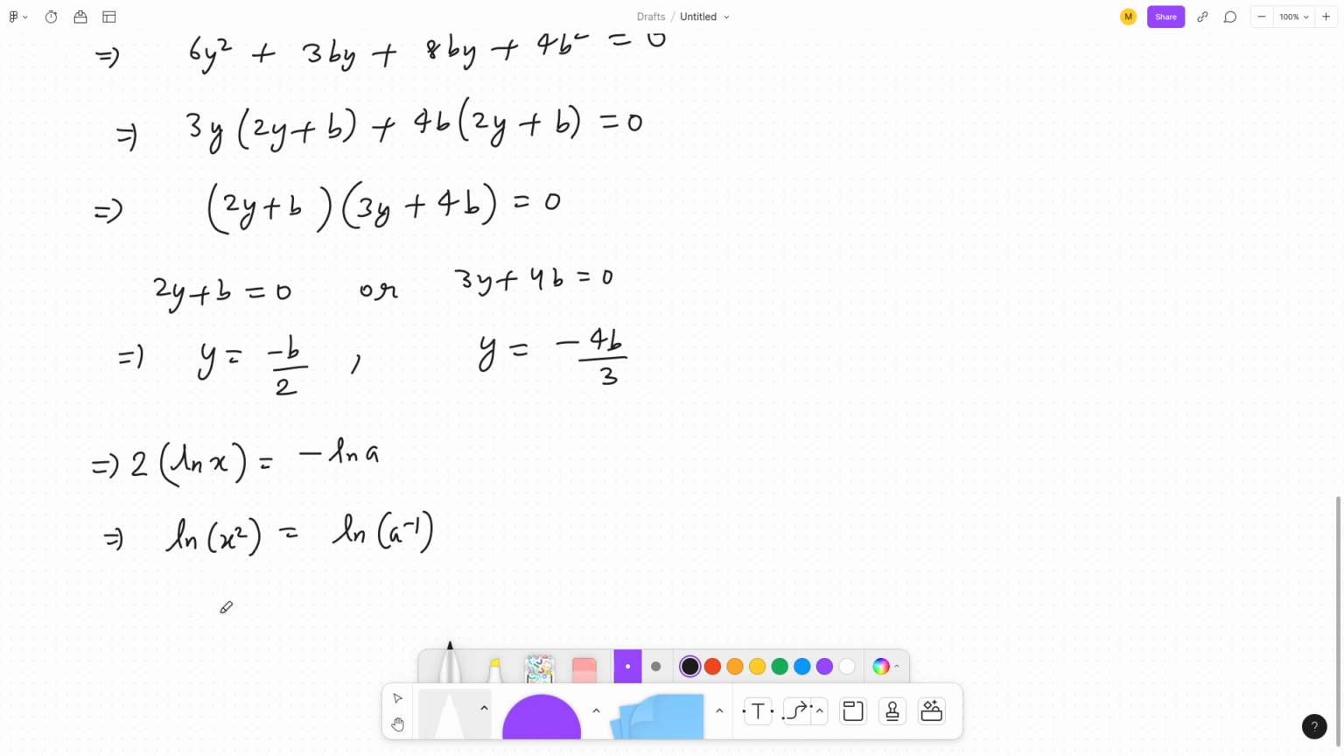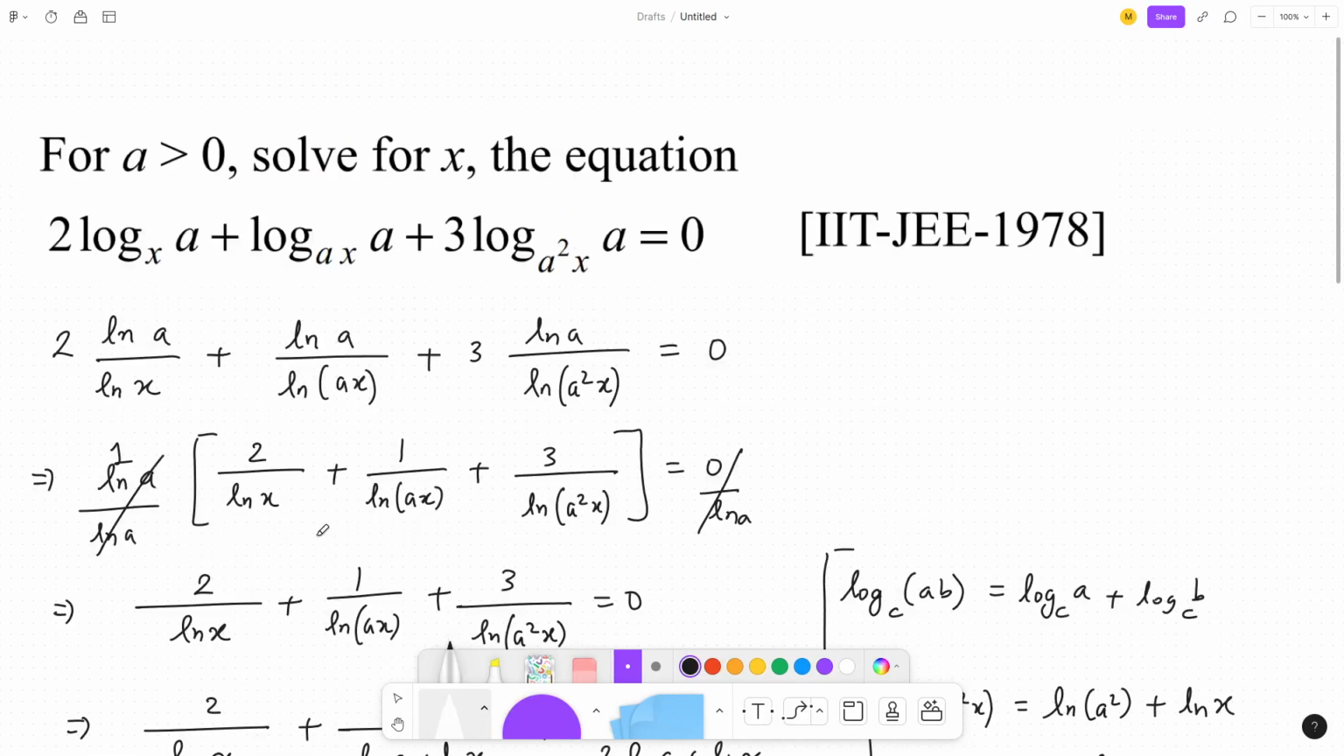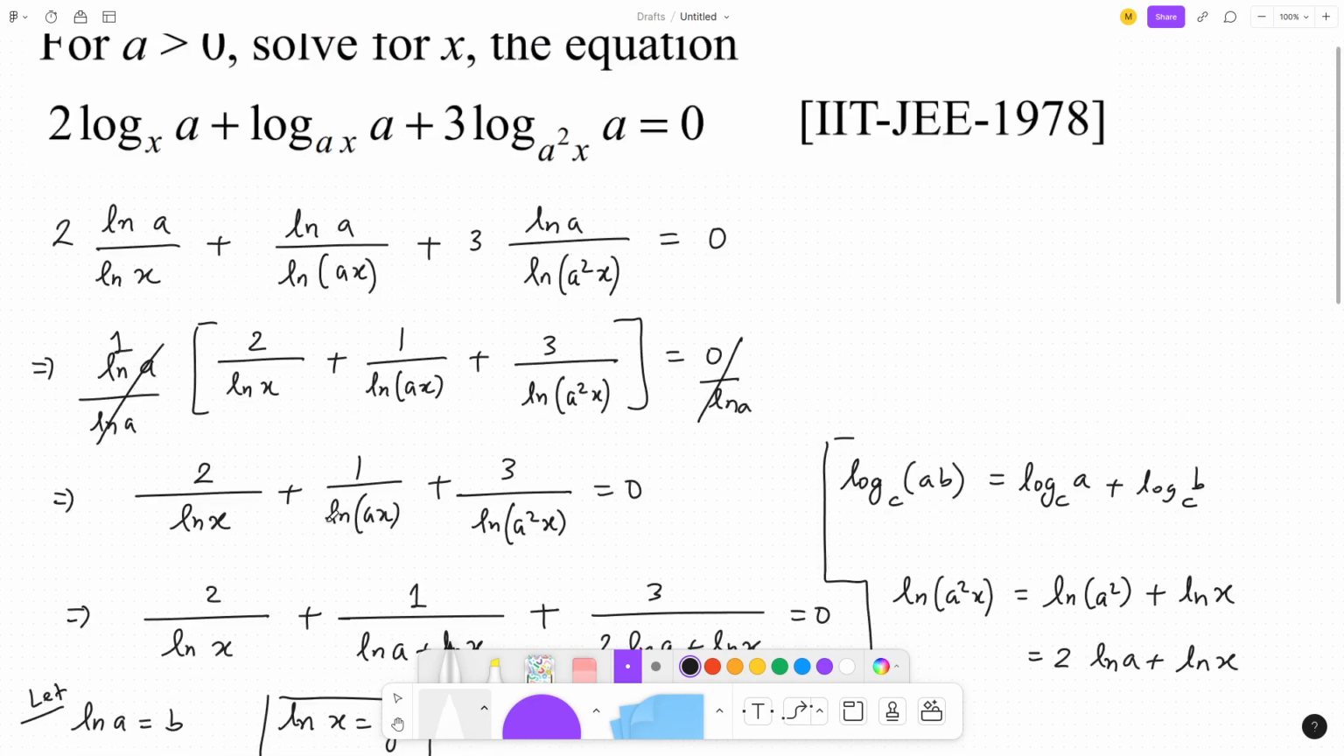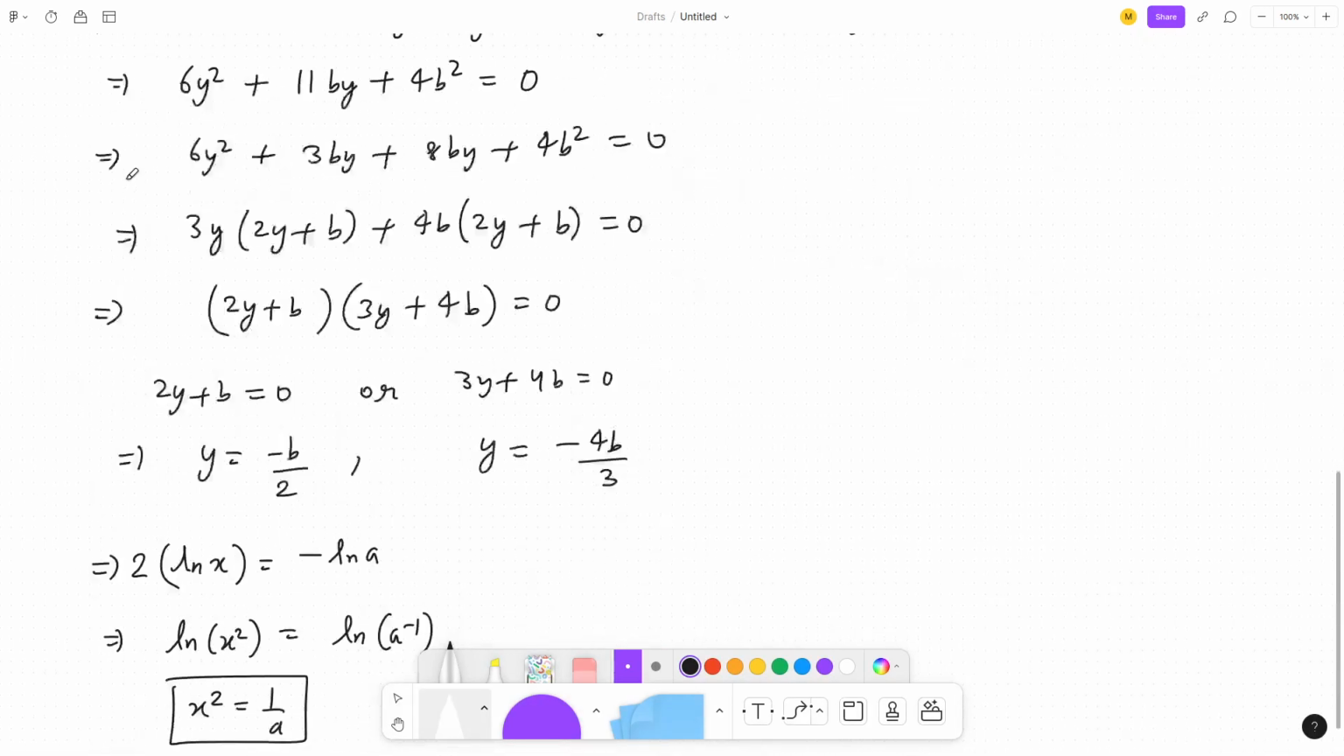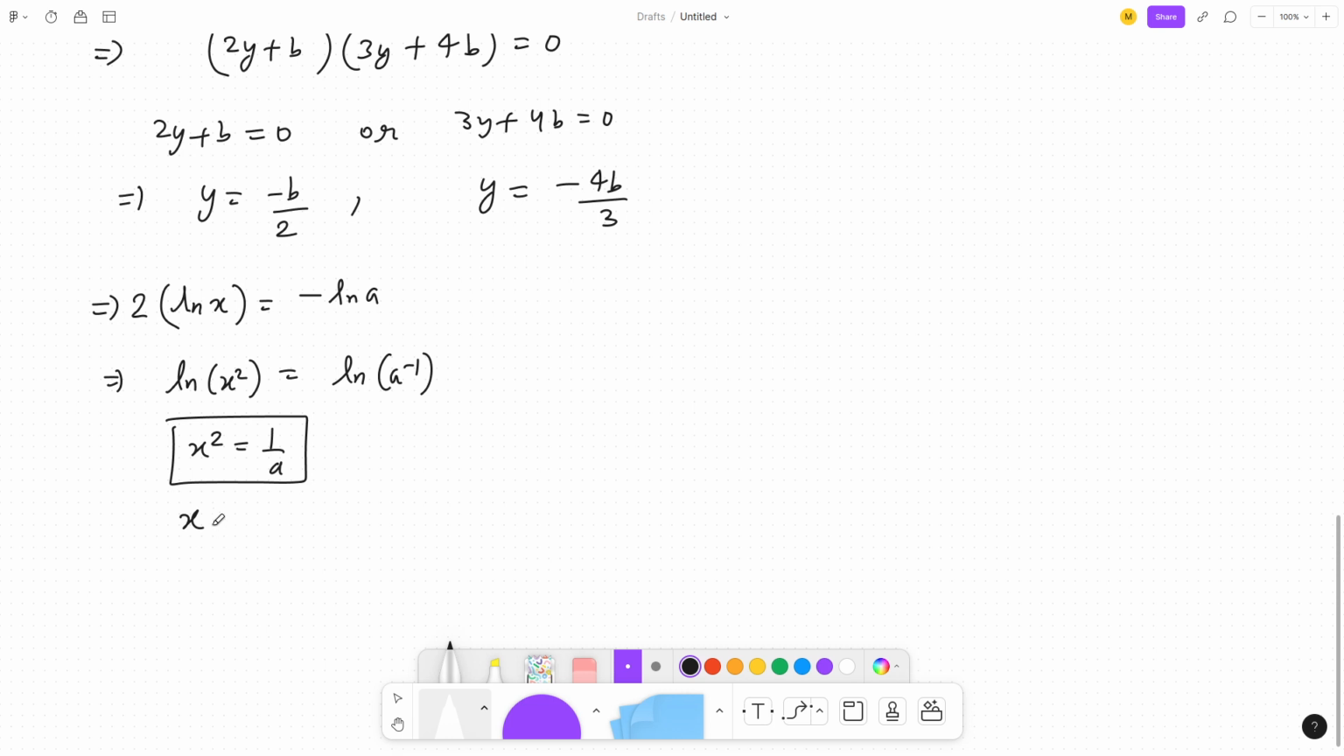Now if you compare both the sides, we can write x square as 1 by a, right? So x square is 1 by a, and from this we can take square root on both sides. So if I take square root on both sides, that becomes square root of x square is your mod x, right? And if you notice here, your base is x, so considering the positive value of x here, I can write simply x as 1 by square root of a. That can be written as x equal to a to the power minus 1 by 2. So this is the first root for x.